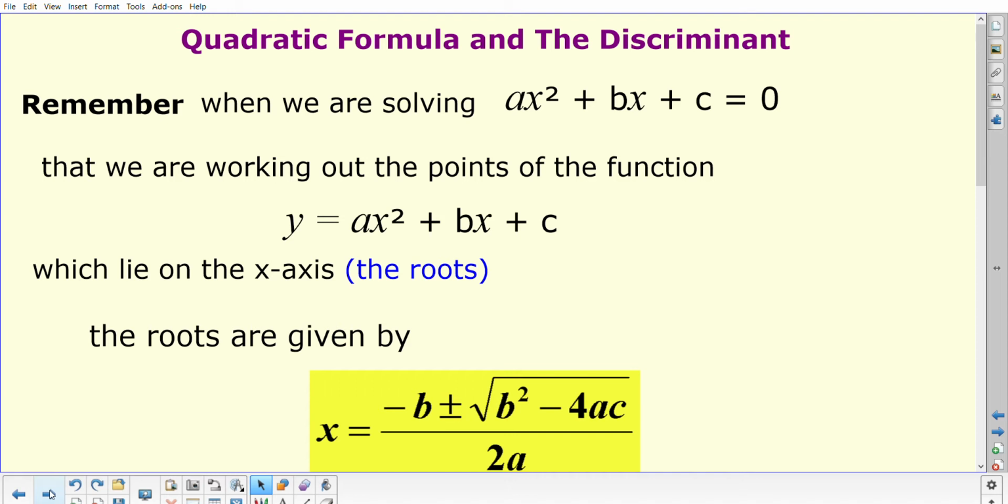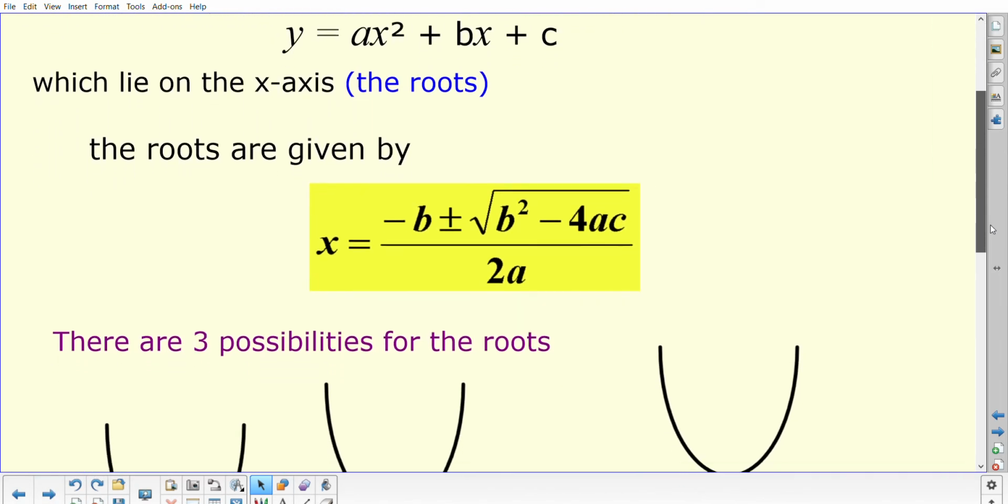When we're solving a quadratic equation, which remember is an equation that's got an x squared, an x, a constant, and you've got this equals 0, then we're basically working out the points for the function y equals ax squared plus bx plus c, which lie on the x-axis. We're working out the roots when we do this. We've replaced y with 0 in that to get that quadratic equation. So the roots, right, are the points on the x-axis graphically.